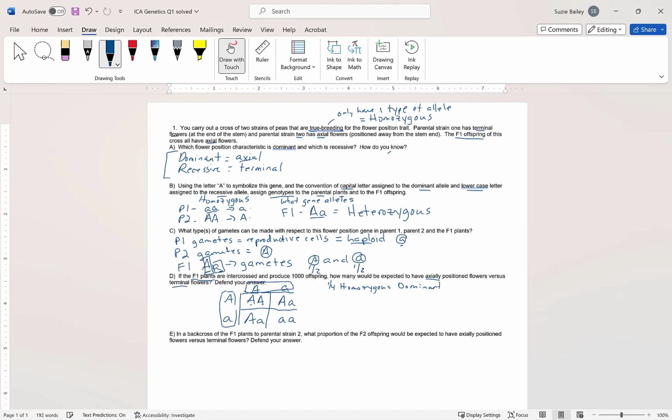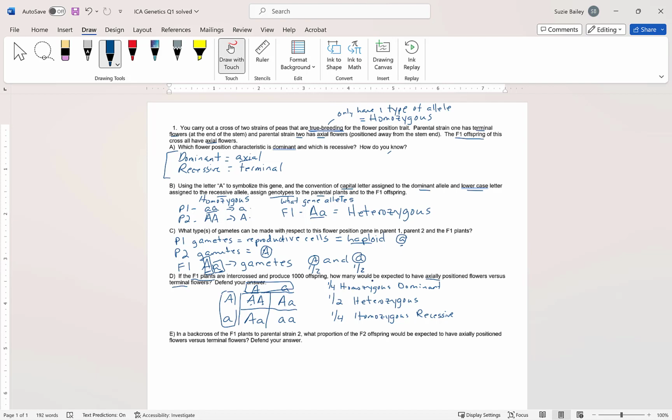2 out of 4, or 1/2, will be heterozygous, having 1 dominant allele and 1 recessive allele. And then another 1 out of 4 will have 2 recessive alleles. So we would call that homozygous recessive. Right, so we figured out the probability of these F1 plants producing every single genotype that's possible between parents of those heterozygous genotypes.